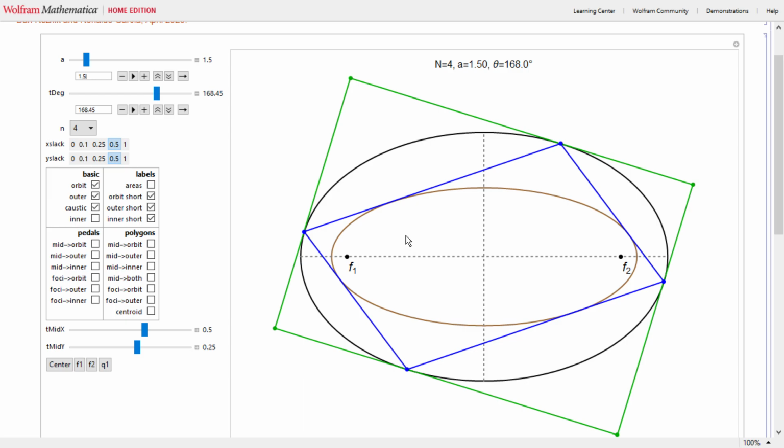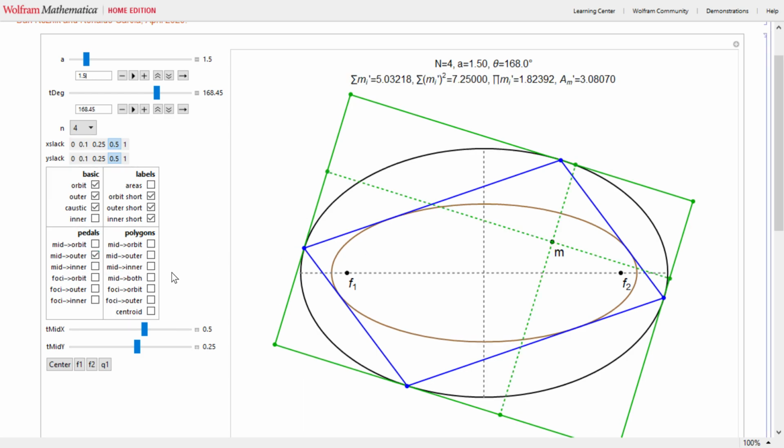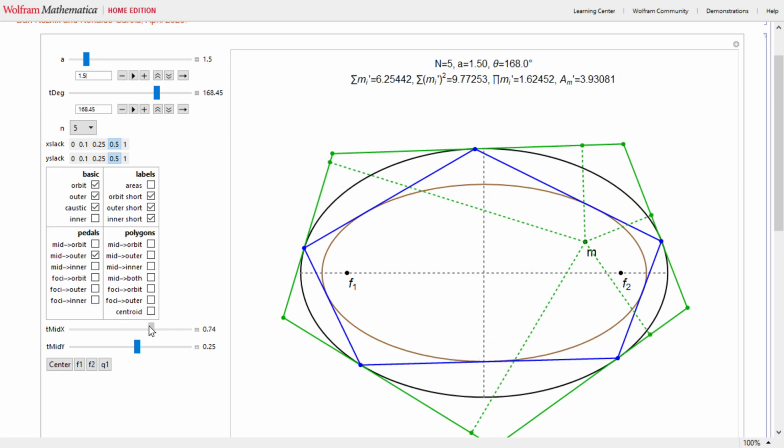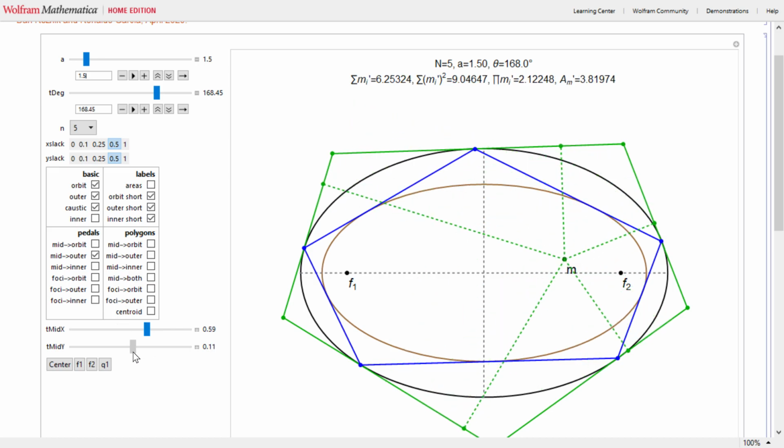Okay, what we're interested in is defining a point M, and let's go back to n equals 5, in the plane of the elliptic billiard, and I can place this point anywhere, okay, this point M. And what I'm interested in describing here is what happens when I drop n perpendiculars from M onto the sides of the outer polygon.